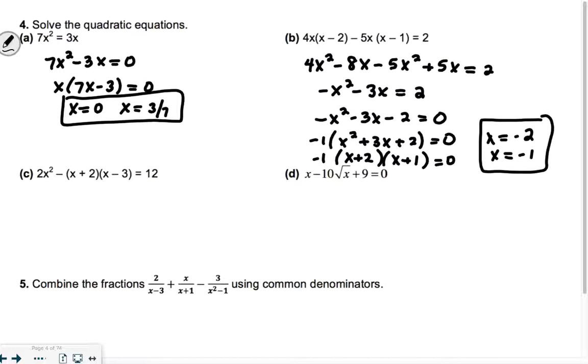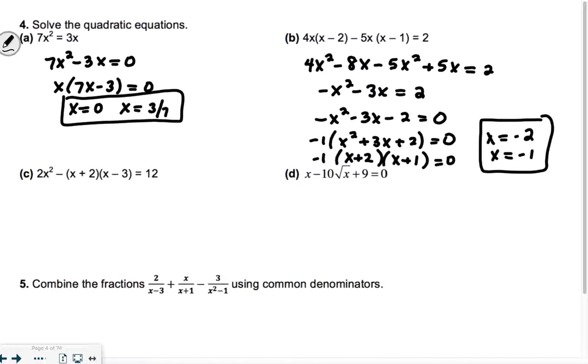All right, makes sense. So we'll skip C. How about D? Is that not separate? What do you mean separate? Like it's not under the radical. Yeah, it's not under the radical.